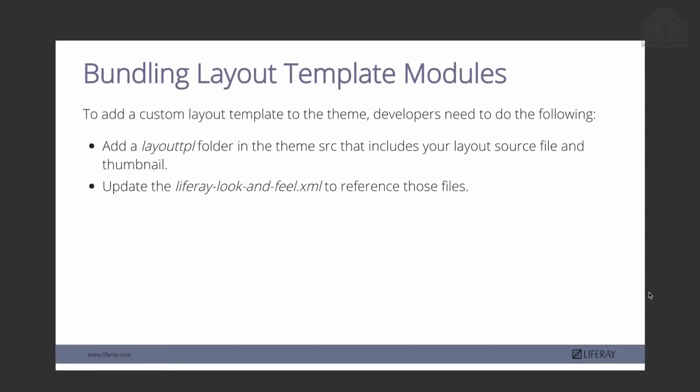Okay, all right. If I wanted to bundle a layout template into my theme, okay, I would need to add a layout TPL folder to my theme. And then I would need to go ahead and make sure it includes the source file, which we'll look at a little bit later, as well as the image or the thumbnail for that particular layout. And then I would just need to update the Liferay look and feel to reference those files. Again, that could be done through a layout tag. Okay. You can find a lot of information on this online with our documentation, so I would encourage you to take a look there. But those are just some overviews of the kinds of things that we can do.